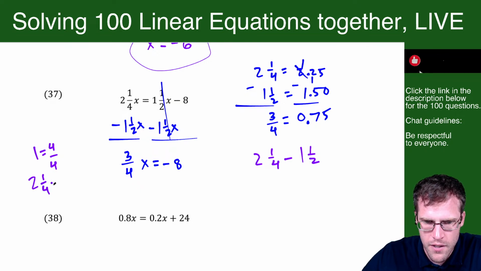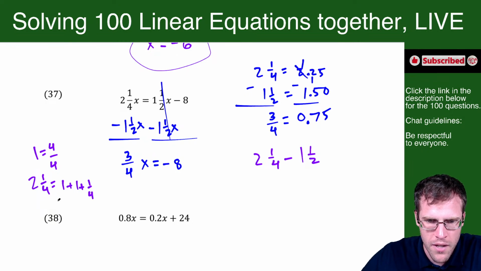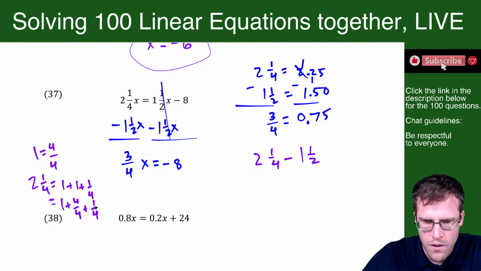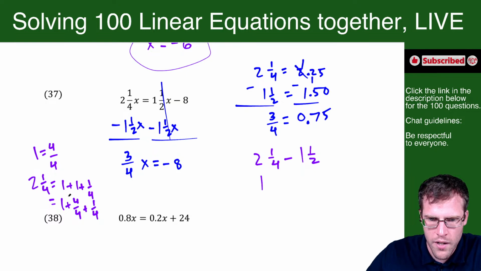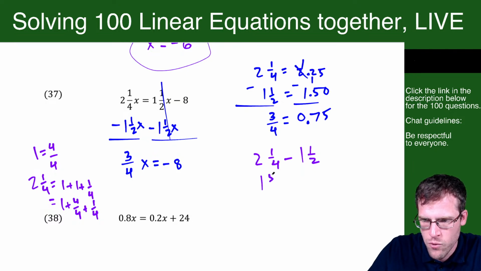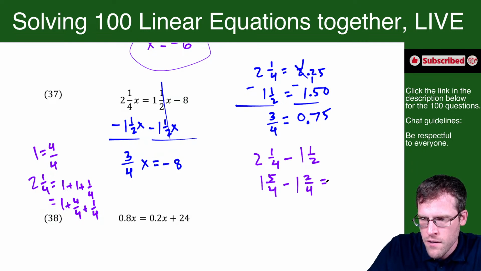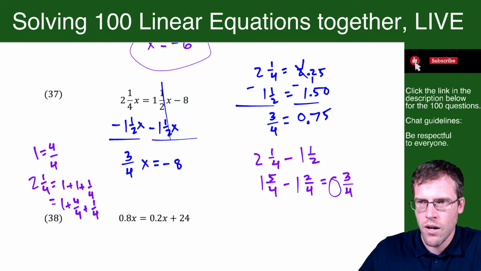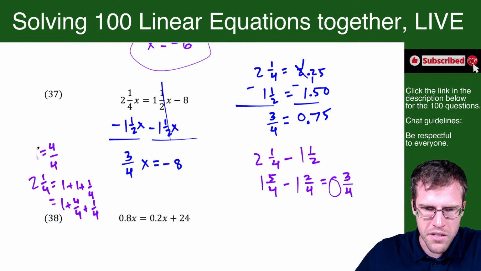So 2 1/4, I could say is 1 plus 1 plus a fourth, which is the same thing as 1 plus 4 over 4 plus 1 over 4. So this is the same thing as 1, and 4 over 4 plus 1 over 4 is 5/4, and then minus 1 and 2/4. So 1 minus 1 is 0, but then 5 over 4 minus 2 over 4 is just 3 over 4. You could say 0 and 3/4, but that just looks silly. Just say 3/4. Okay, so now I will erase this since it's been explained.